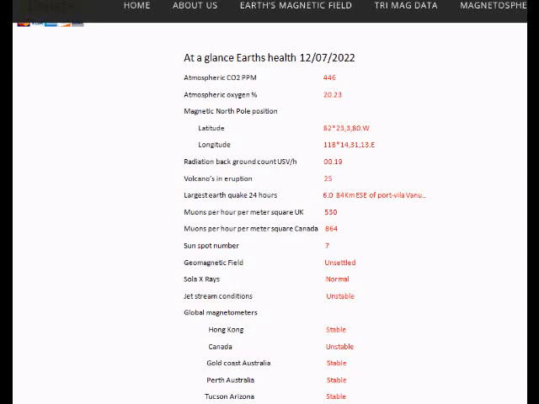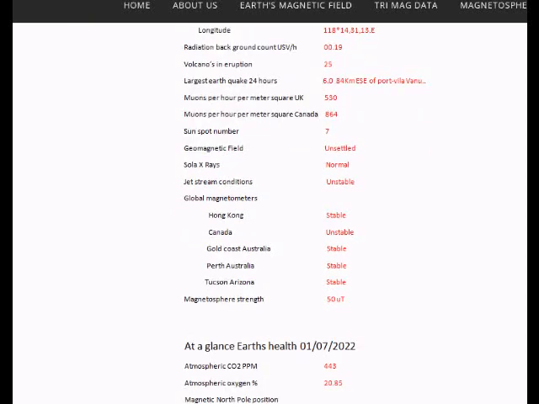We've also got there from last month the longitude and latitude of the positioning of the magnetic North Pole. We've got the radiation background, which is slightly up from last month. Usually it's around 0.12. It's gone up a little bit. Maybe that is to do with the geomag at the moment being unsettled. We've got the largest earthquake within the last 24 hours from yesterday, as you can see there. We've got the muons per square metre per hour in the UK at 530. In Canada they're at 864.